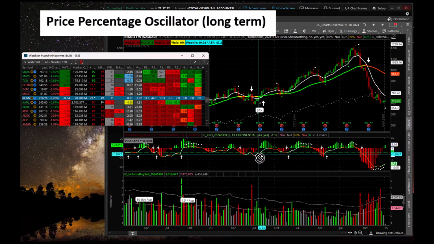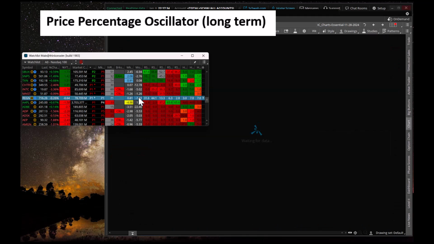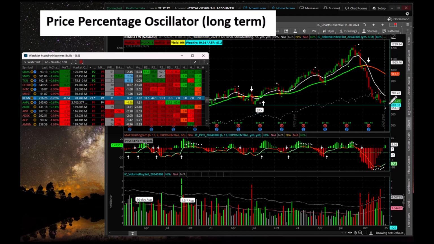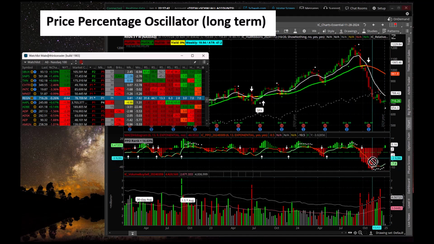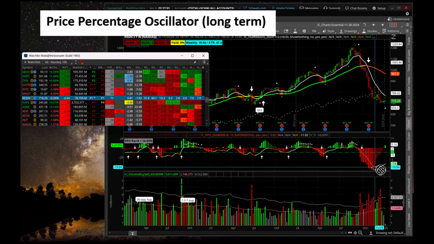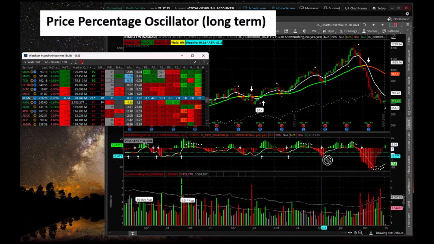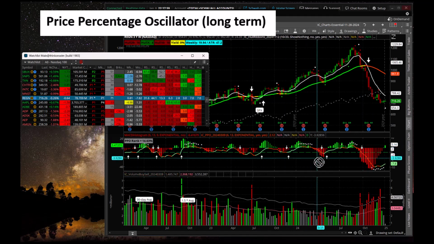So here's Regeneron. Very interesting. So we see there's a white dot, which is what we homed in on. This is a white dot right there at support. And lo and behold, we happen to see a number of white dots on the PPO line, signaling that we are at less than the 10th percentile of what the price percentage oscillator would look like over the last year. And oh, by the way, the PPO is starting to rise.